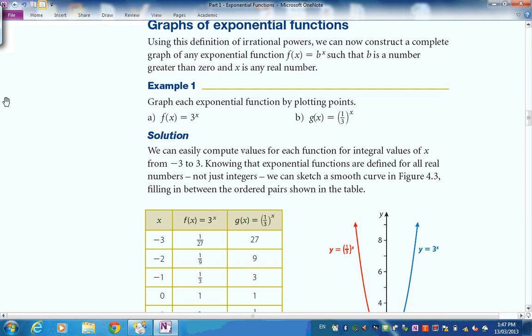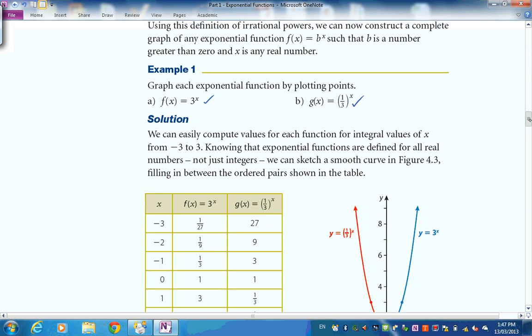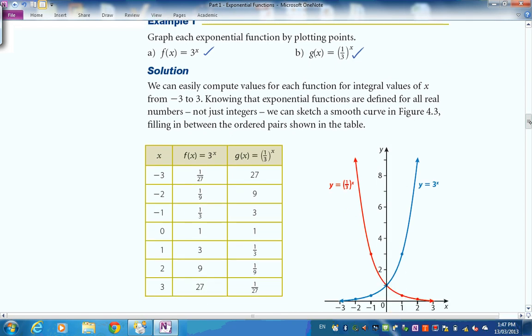So the two graphs we're going to try and do now are 3 to the x and a third to the x. So if we look at the table of values here, what we're looking at is where b is greater than 1 and b is between 0 and 1. So over here we're looking at fractions that we're raising to a power, a number less than 1. And let's have a look.